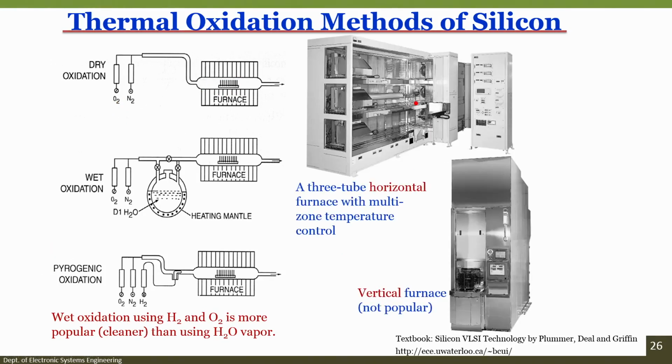If you see how the horizontal tube furnace looks, you can see from this figure that there are three horizontal tube furnaces, and then there is a vertical furnace, while the vertical furnace is not that popular compared to the horizontal tube furnace. This is one, this is second, this is third, and here you can see a tube, which can be heated to a high temperature. Let us see the next slide, so that we can understand better.